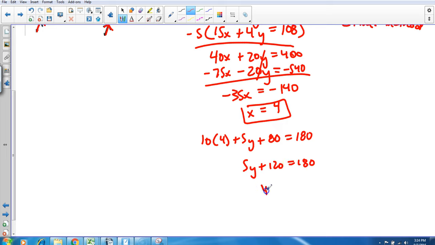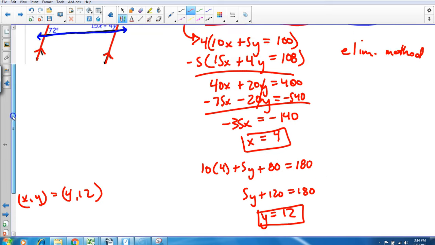Move that over, divide by 5. I'll let you guys do the math on that. And that's going to give me 12. So there is my answer. X is 4, y is 12. That ordered pair is the solution to this particular scenario.